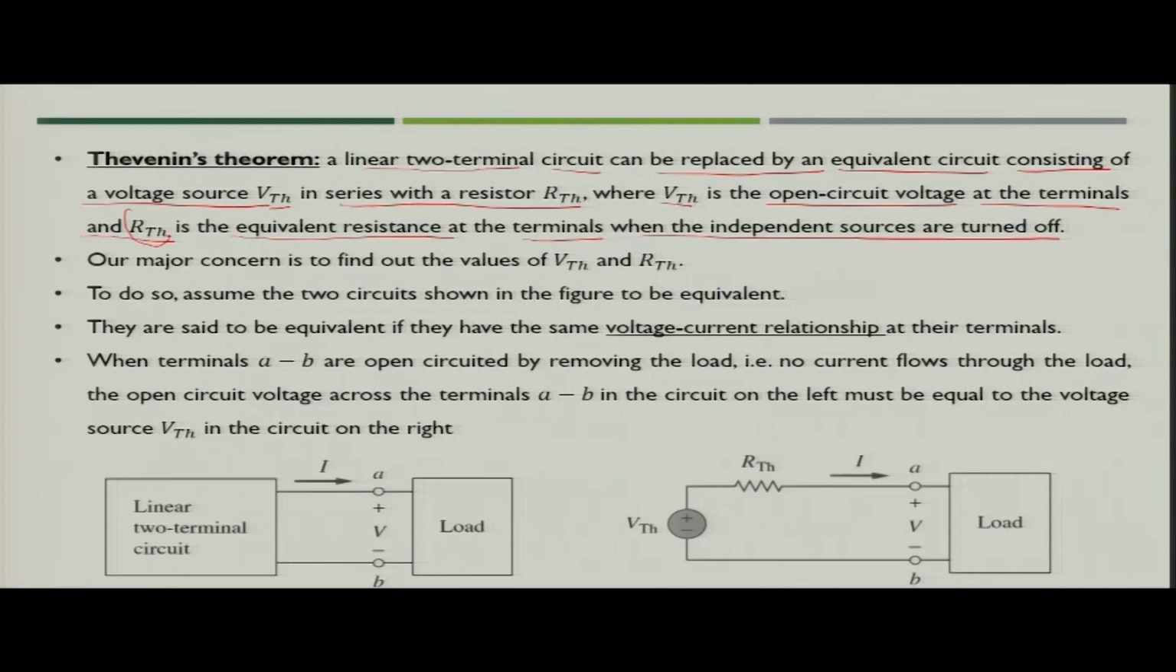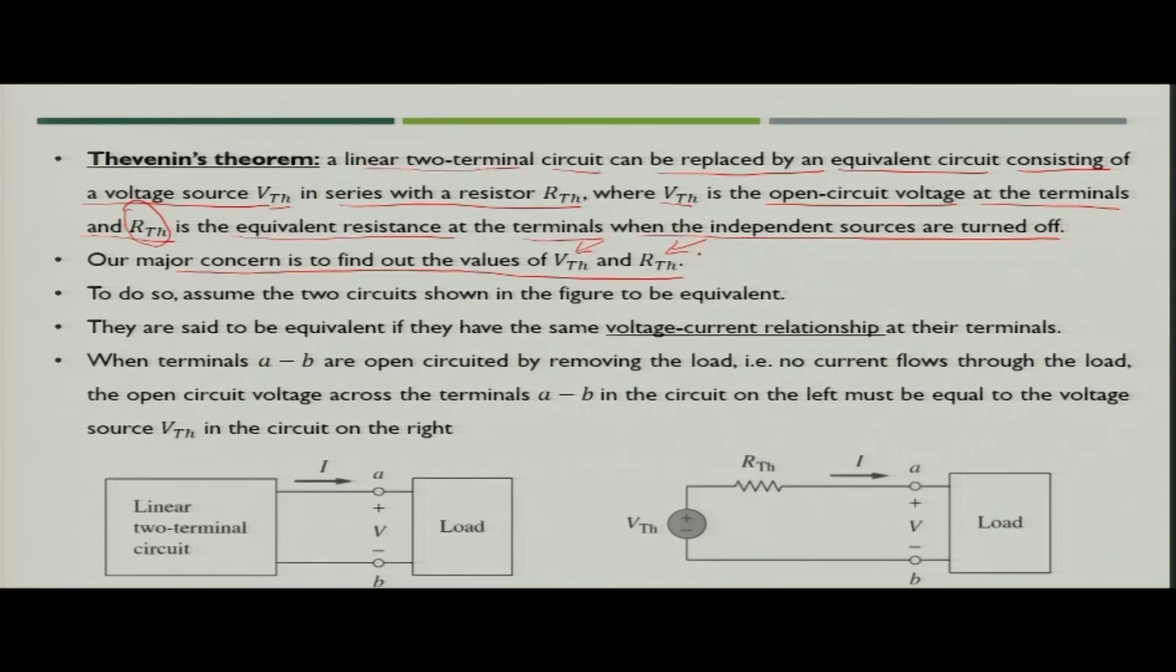When we calculate the value of RTH, we create the equivalent circuit by switching off the independent sources. Switching off an independent source means that an independent voltage source is short circuited, and an independent current source is open circuited. The problem with Thevenin's theorem is that you have to identify the ways to calculate the values of VTH and RTH.